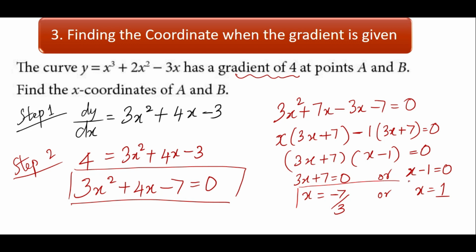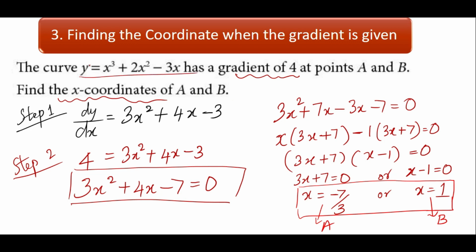Now you have found the x coordinates at A and B, assuming this to be the coordinate at A and x equals 1 to be the coordinate at B, the x coordinate at B. And that's what the question has asked you to find, the x coordinate. Now just imagine if you are asked to find the y also, then all that you have to do is put the value for x equals -7/3 into this equation and find y. And you can put x equals 1 into it and find y, so that you have both the x and y coordinates at both these points. So that's it.